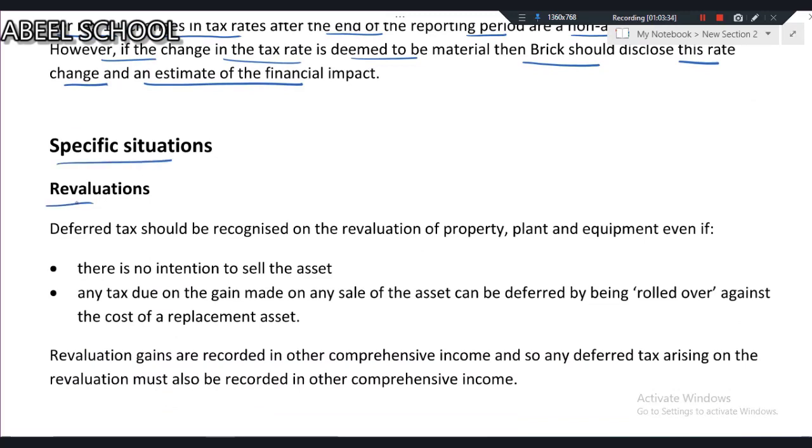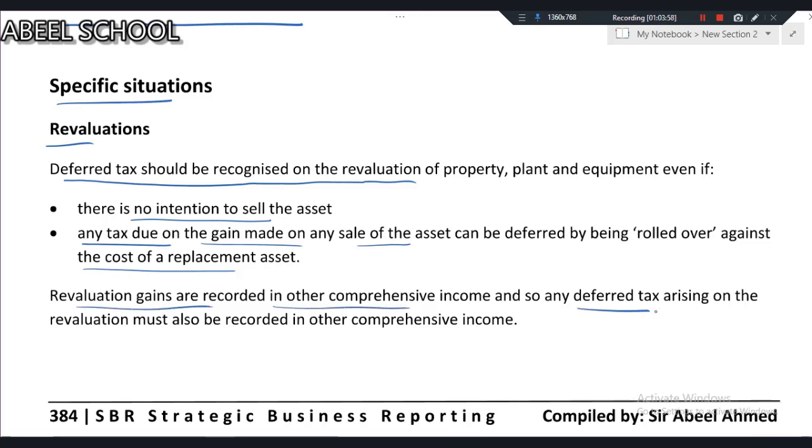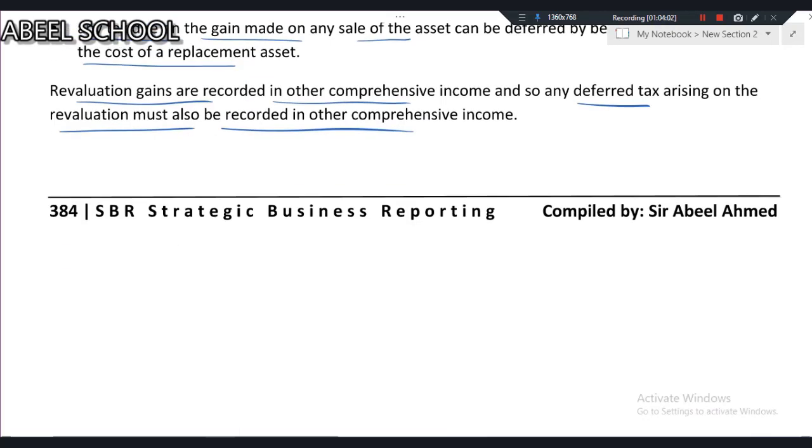Specific situations, revaluation, I think this one we have discussed. Deferred tax should be recognized on the revaluation of property, plant and equipment if there is no intention to sell the asset. Any tax due on the gain on any sale of an asset may be rolled over against the cost of the replacement asset. Revaluation gains are recorded in other comprehensive income, so any deferred tax arising on the revaluation must be recorded in OCI. We have seen that.